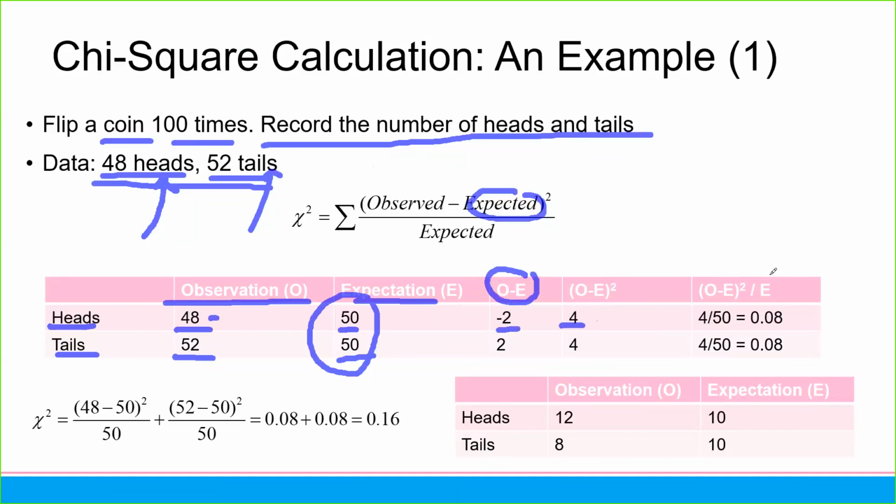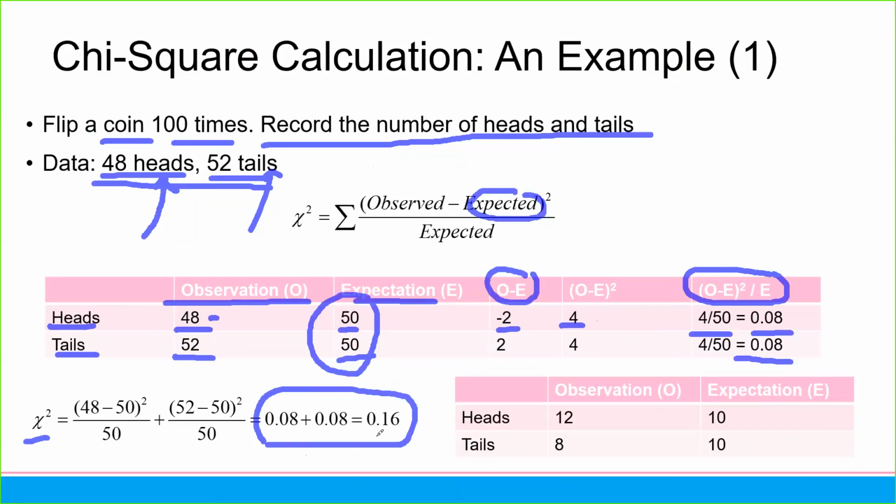And we want to do this formula: observed minus expected, power of 2 divided by expected. So 4 divided by 50 is 0.08. The second one is also 0.08. So the chi-square is 0.08 plus 0.08 and the value is 0.62. Is it high? Can we say those two data have correlation? No, because it's a very small value, 0 point something. Okay.